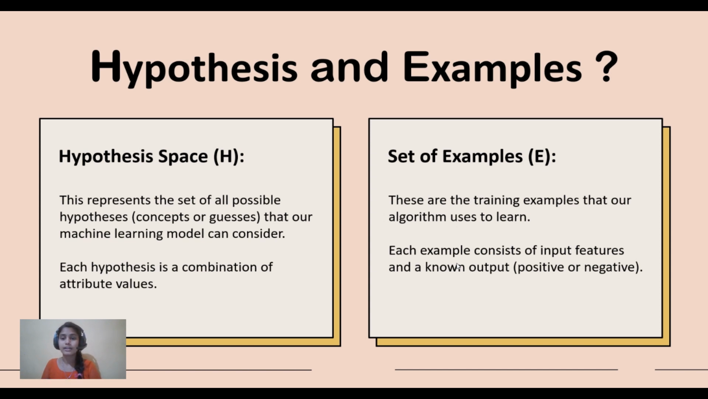And what is a set of examples? These are training examples that our algorithm uses to learn. Each example consists of input features and a known output, positive or negative. As I showed you in previous videos, examples might look like this, and if the output is positive, the example is positive, and if the output is negative, the example is negative. So that is a set of examples.